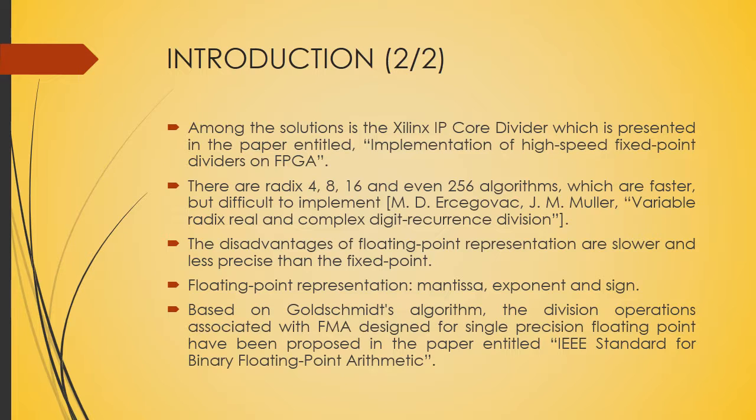The disadvantage of floating point representation is that it is slower and less precise than fixed point. There are three basic components for floating point representation: mantissa, exponent, and sign. Based on Goldschmidt's algorithm, the division operation associated with FMA design for single precision floating point has been proposed in the paper entitled IEEE Standard for Binary Floating Point Arithmetic.